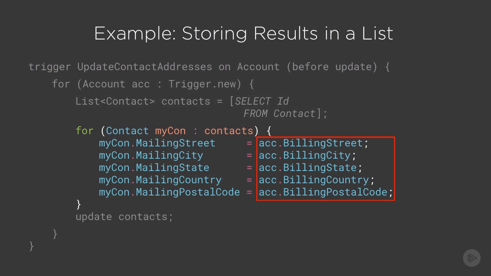Also notice that we're accessing the billing address fields on our account acc. acc is part of trigger.new, and these billing address fields are base fields on the account object, so we didn't need SOQL to access them. Finally, we conclude with our DML statement to make sure our changes save. Without SOQL, this kind of trigger would have been impossible to attempt. We just wouldn't have been able to access existing contacts from an account trigger.